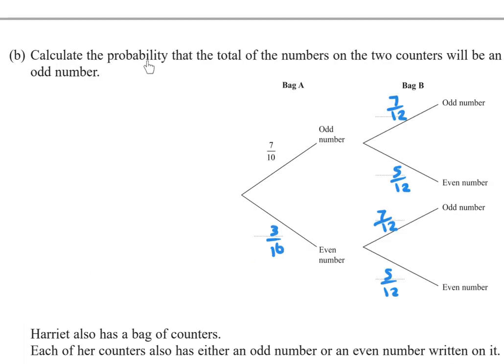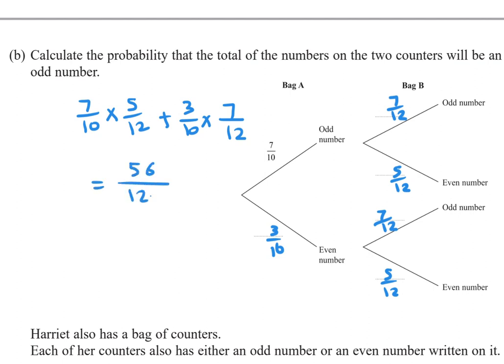Part b. Calculate the probability that the total of the numbers on the two counters will be odd. The total will be odd if we have odd then even, or even then odd, because odd plus even equals odd. So this branch, 7 over 10 times 5 over 12, plus that branch, 3 over 10 times 7 over 12, equals 56 over 120.